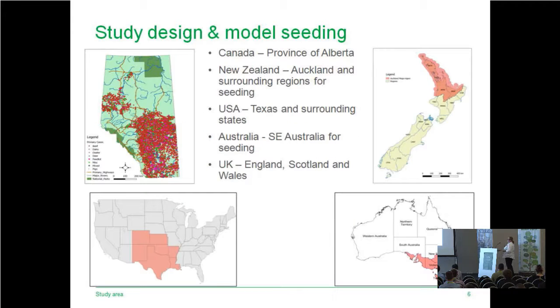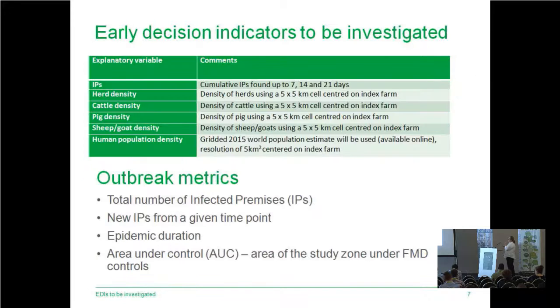So this is just a pictorial representation of the different study areas. Canada and the USA, obviously they're huge countries, so they restricted their study areas to some particularly interesting regions. Australia and New Zealand used the whole of the country as the study area, but just restricted seeding to certain regions. And the UK and Sweden used the whole country. I apologise to Sweden for missing them off that slide.